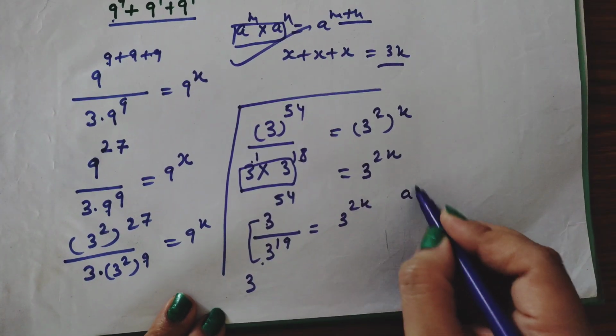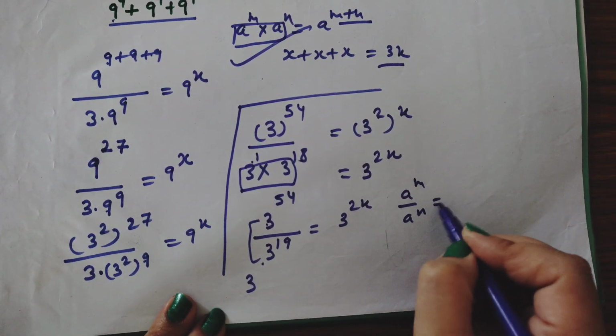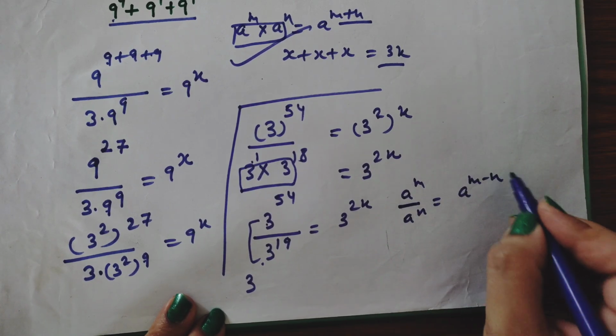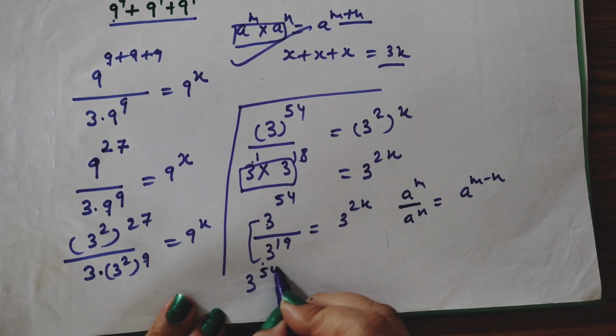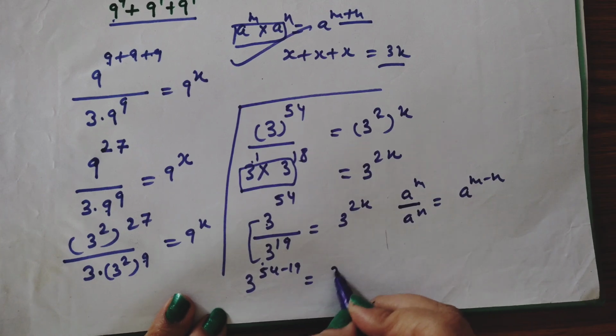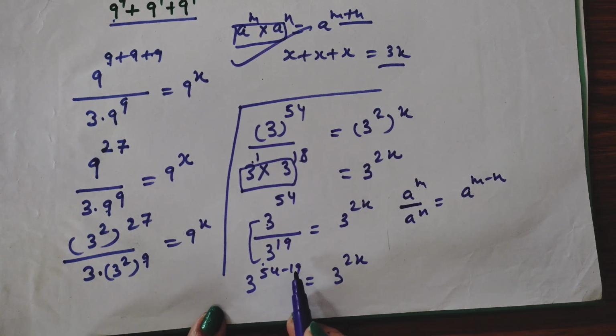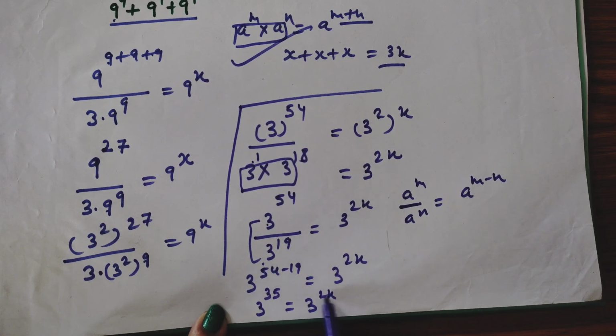After that, the bases are the same, so we are using the exponent law. Which law? This one: a power m upon a power n. If the bases are the same and the relation is division, the powers should be subtracted. So 54 minus 19 equals 3 power 2x. Now 54 minus 19, if you subtract, is 35, and here is 3 power 2x.